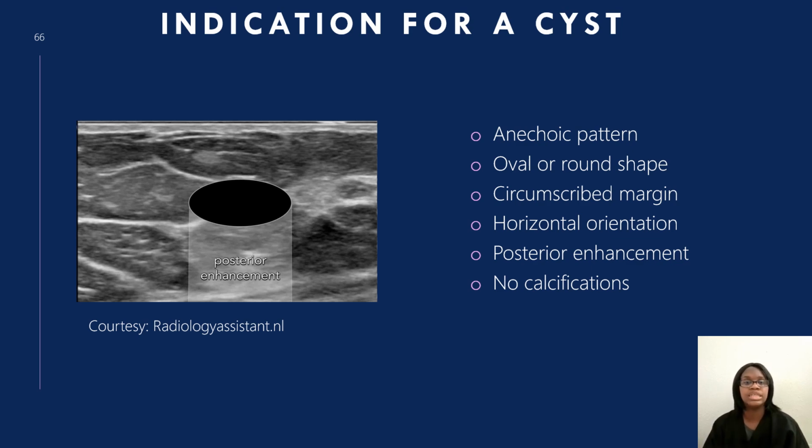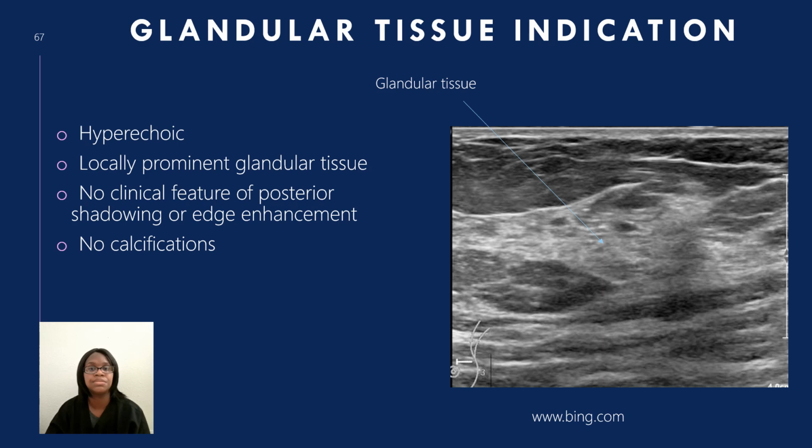And indications for a cyst, you have anechoic, oval or round shape. Circumscribed is going to be horizontal. You're going to see that white part, or what we call posterior enhancement, no calcifications. So this is how a cyst is going to look in the breast. And then you have an image of glandular tissue, how this looks. So this is an image of a breast ultrasound right here. And see, all of the breast tissue, especially on the ultrasound, it may look the same. That's why we always put which area of the breast we're looking in.